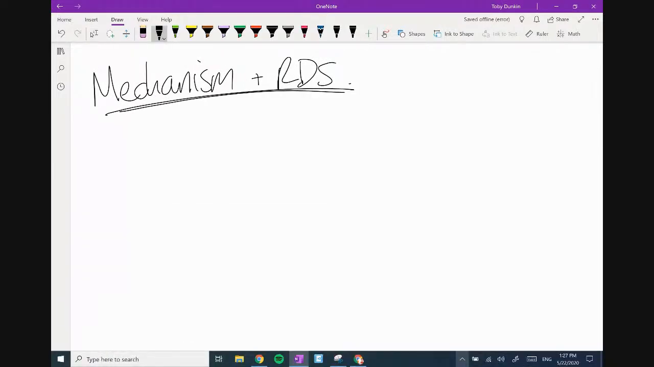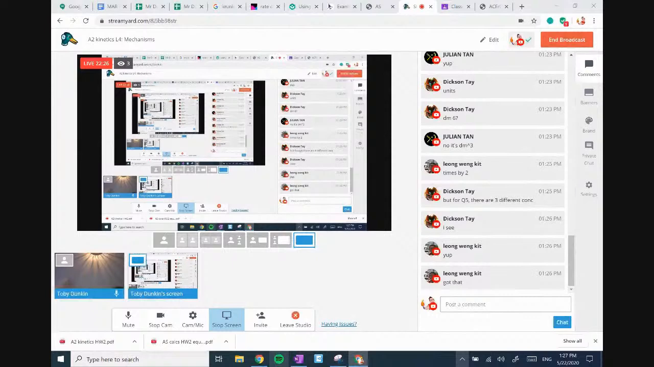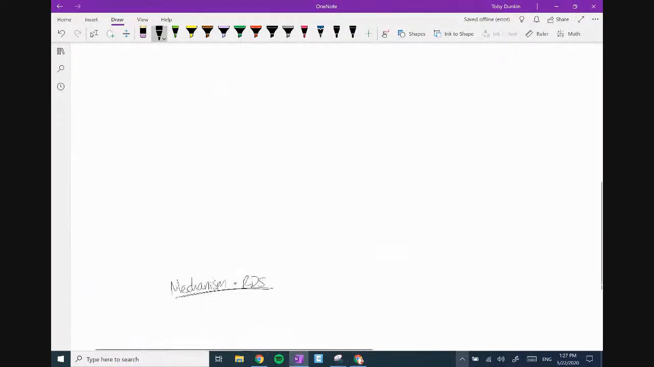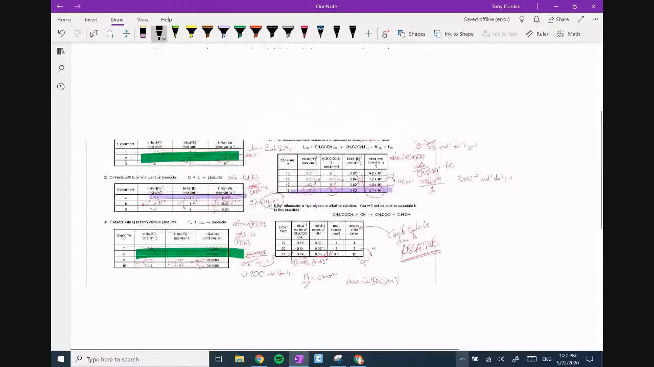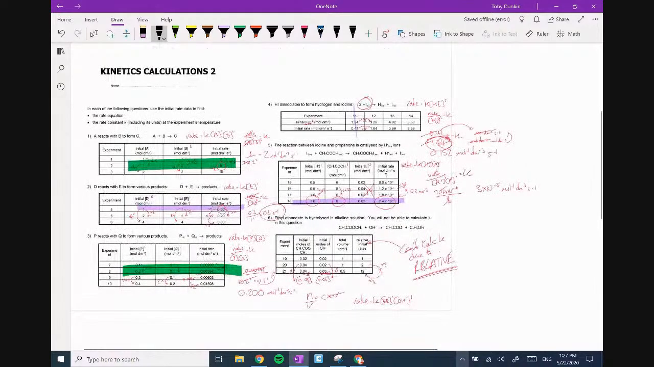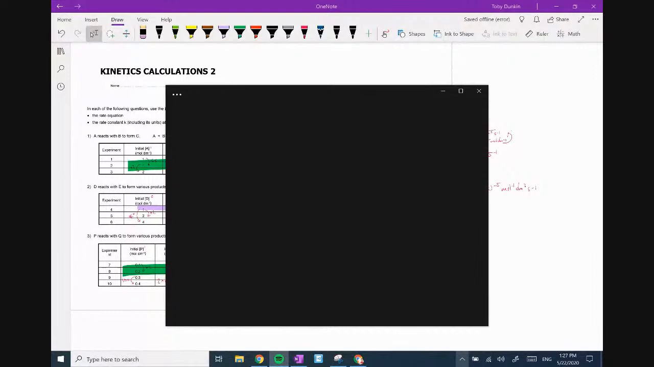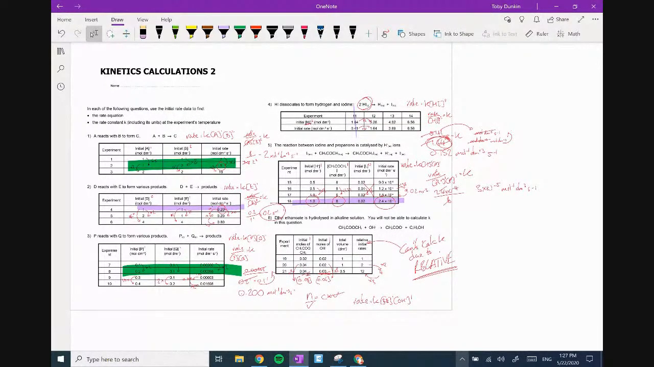Yeah, by the way, just for the marks on the paper, you're going to have 1 mark for the orders for each question. 1 mark for the orders, 1 mark for the rate equation, 1 mark for K, 1 mark for its units. So 4 marks for each one. 1, 2, 3, 4. 1, 2, 3, 4.